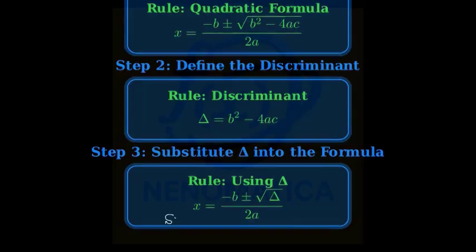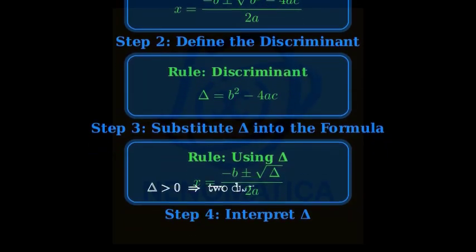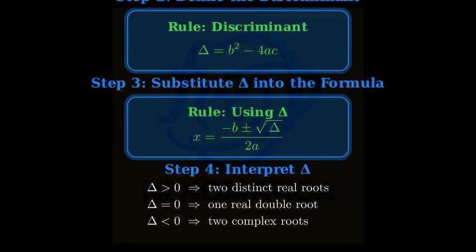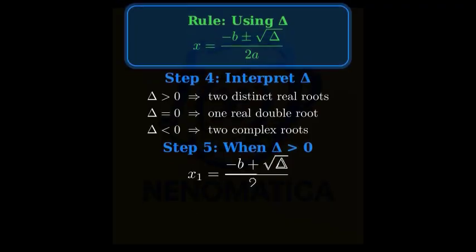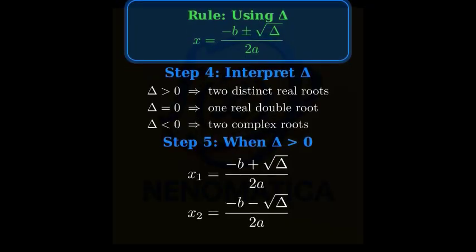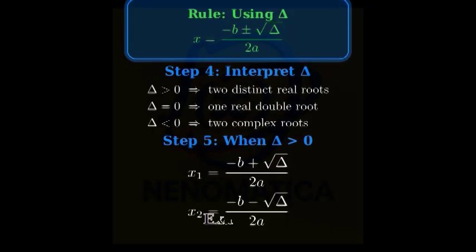Step 4. Consider the three possible cases for delta. If delta is greater than 0, there are two distinct real roots. If delta equals 0, there is one repeated real root. If delta is less than 0, there are two complex conjugate roots. Step 5. When delta is positive, the two real roots are given explicitly by these expressions.